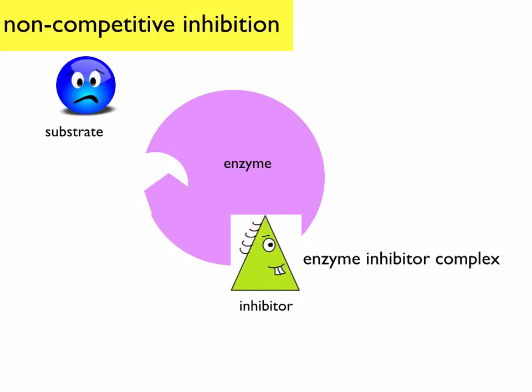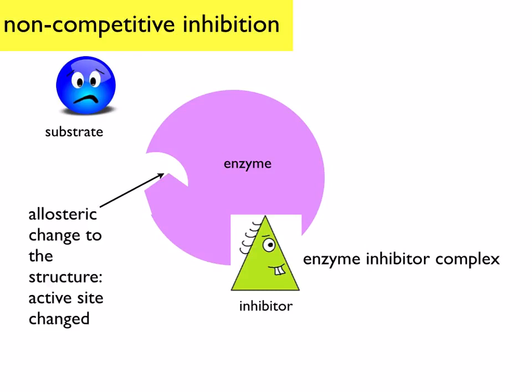The inhibitor forms an enzyme inhibitor complex by combining with the enzyme at the allosteric site. This alters the globular structure of the enzyme, and so you have the active site changing. So what does this mean? It means that the substrate can't bind because the active site has been changed, and you won't get a product being formed.